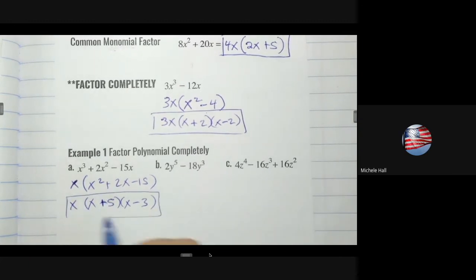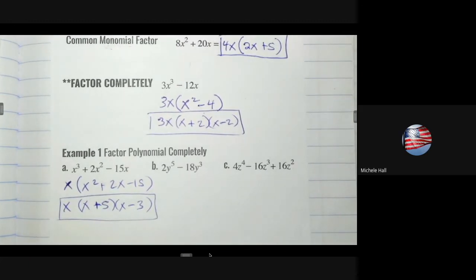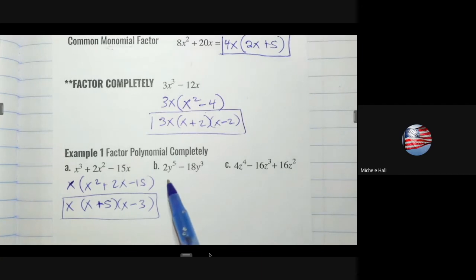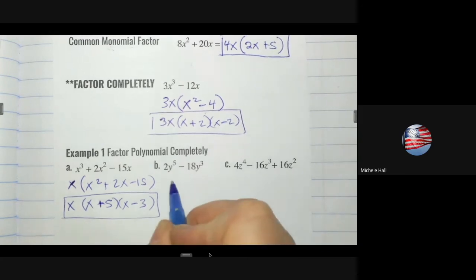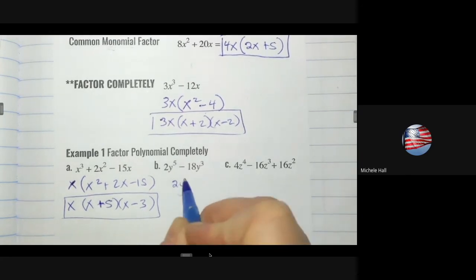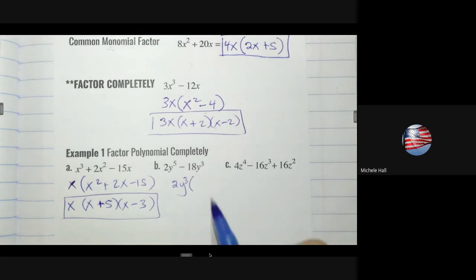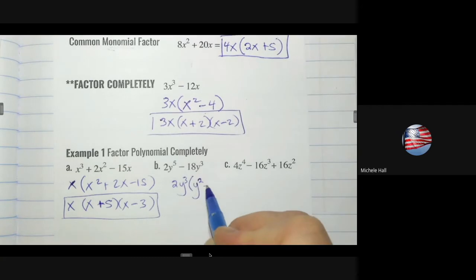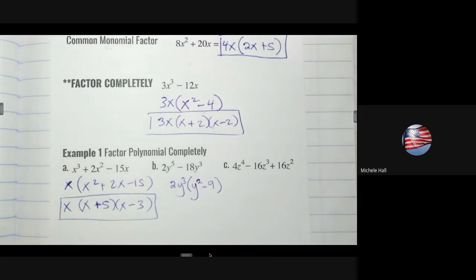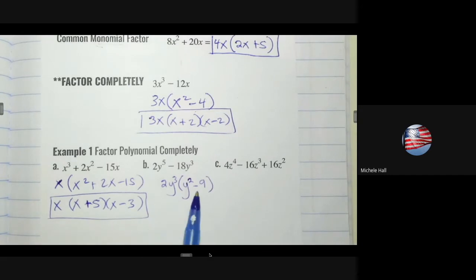B, we have a 2, and we have y cubed they both have. So I'm going to factor out a 2y cubed. And here we have y squared minus 9. Now we have a difference of squares.